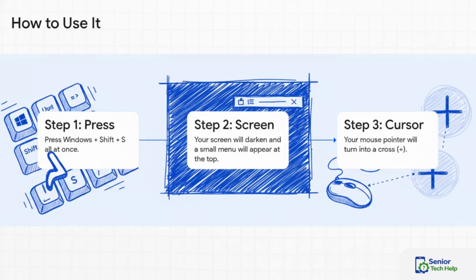When you do that, a couple of things will happen. Your whole screen will get a little bit darker, and you'll see a small menu pop up at the top. And look at your mouse pointer, the little arrow. It should now look like a plus sign.